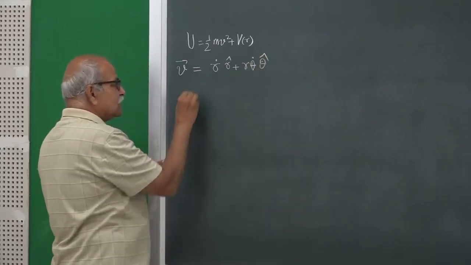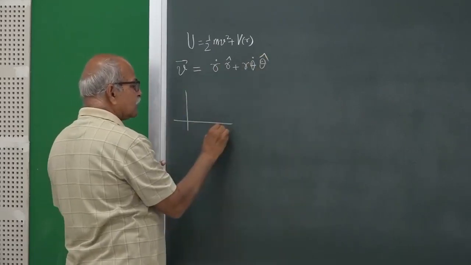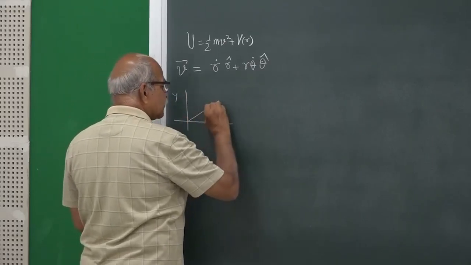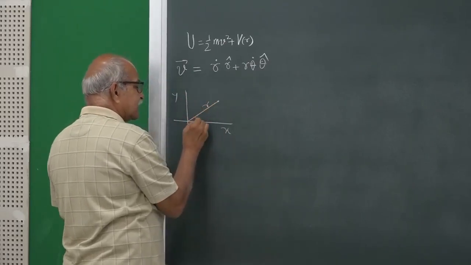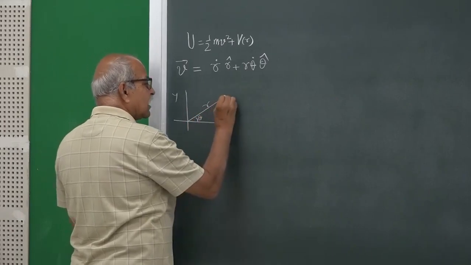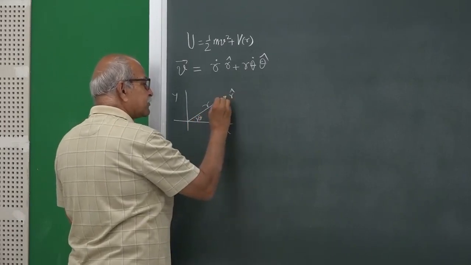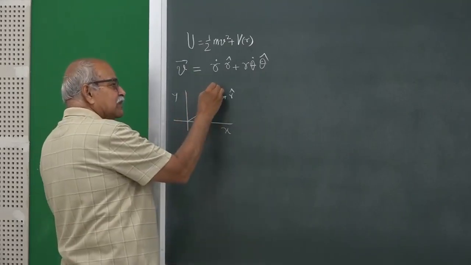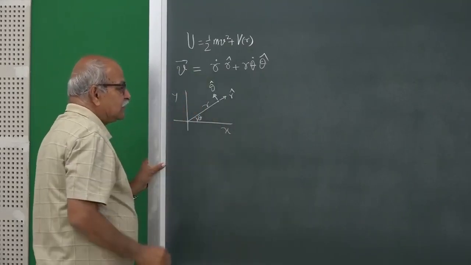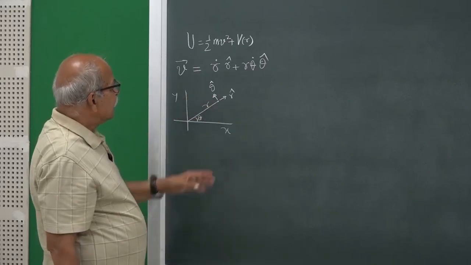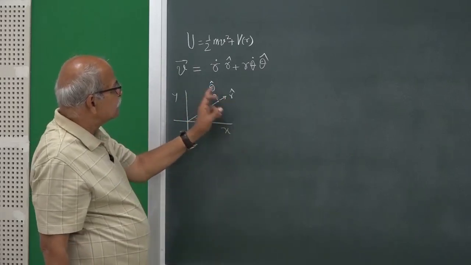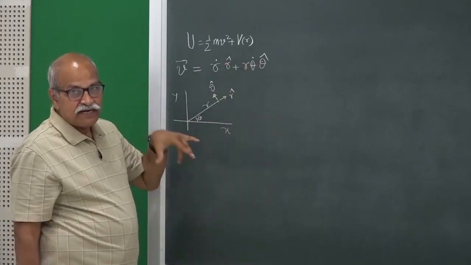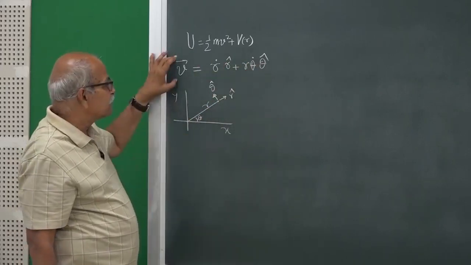So, when we use these plane polar coordinates, x axis, y axis, the position is denoted by this r and this theta, and this is the r cap vector, and perpendicular to this in the increasing theta direction is the theta cap unit vector. In terms of these unit vectors, velocity is given by this. You can also find the expression for acceleration from here.